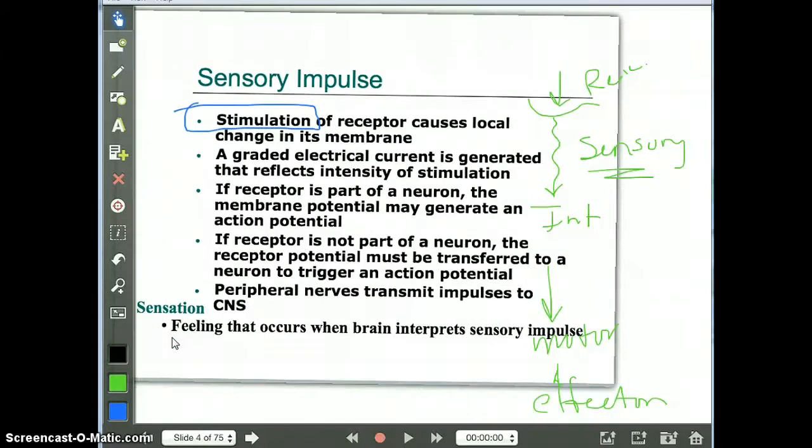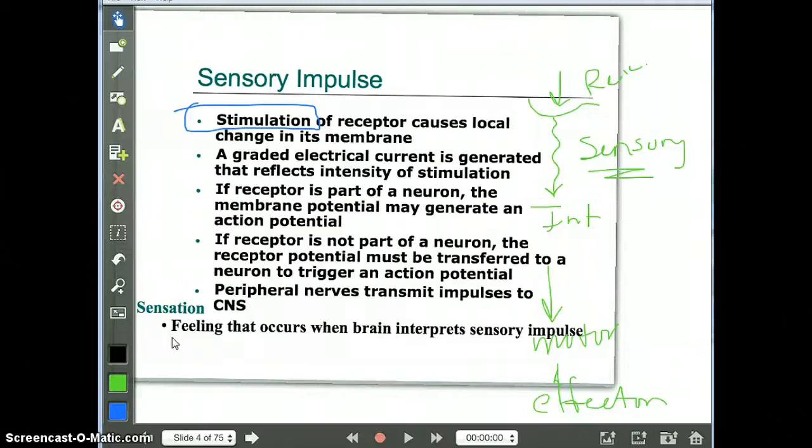The membrane potential is going to reach action potential, so it's going to be stimulated: polarization, depolarization, repolarization. And if the receptor is not part of the neuron, you're going to have something in some sort of a connection site that is going to eventually stimulate that neuron. What it all comes down to is you are going to get some sort of a feeling.